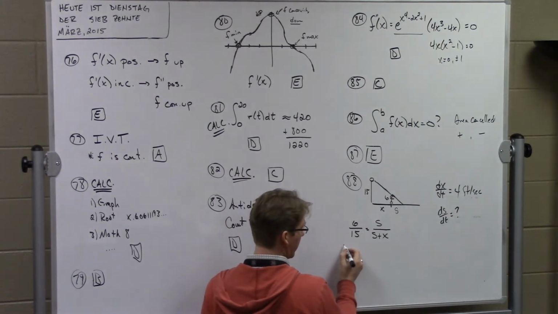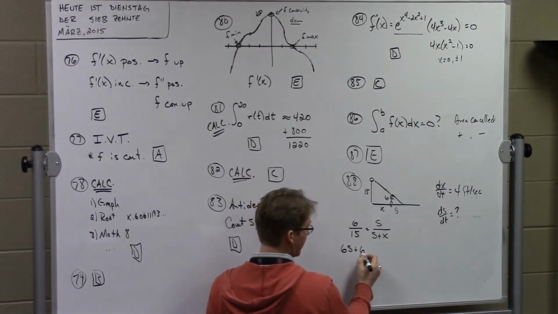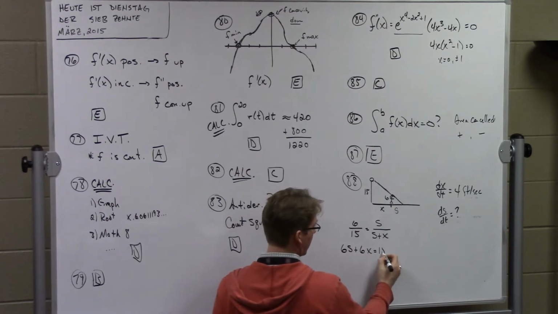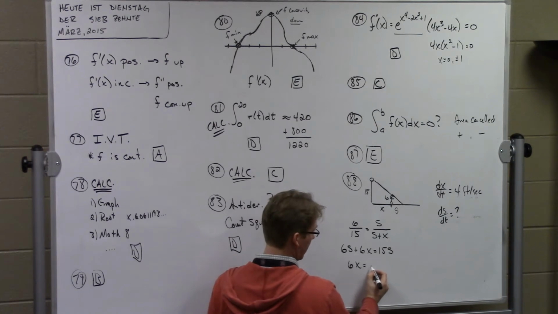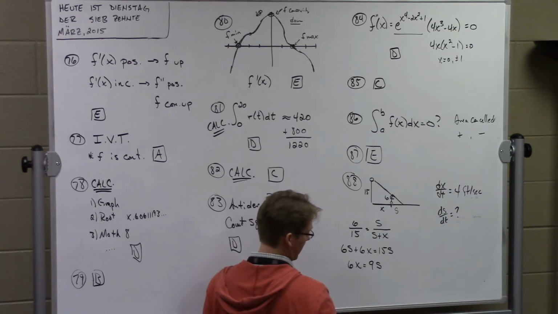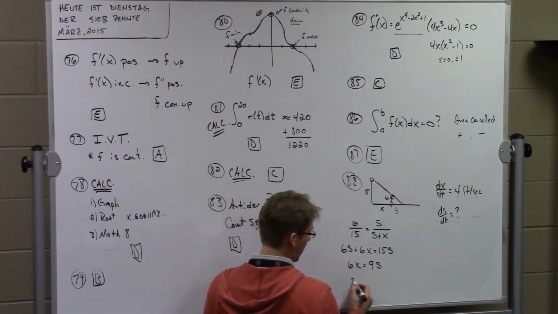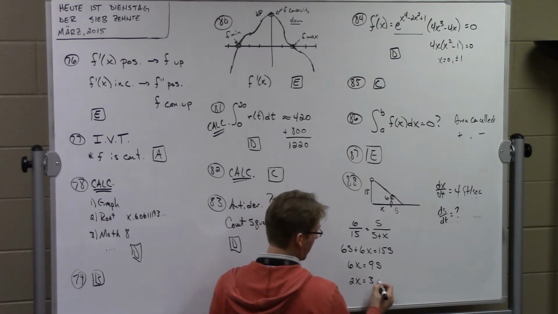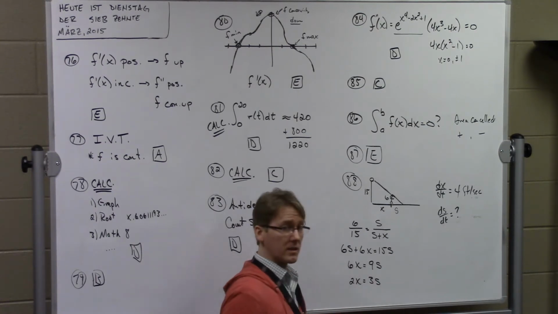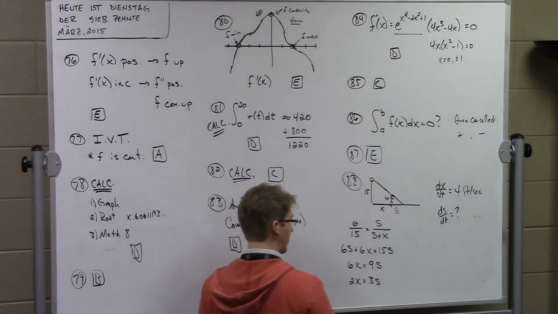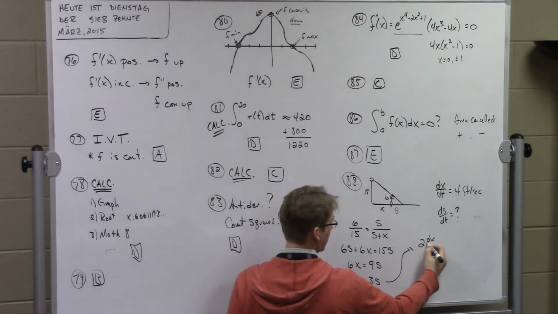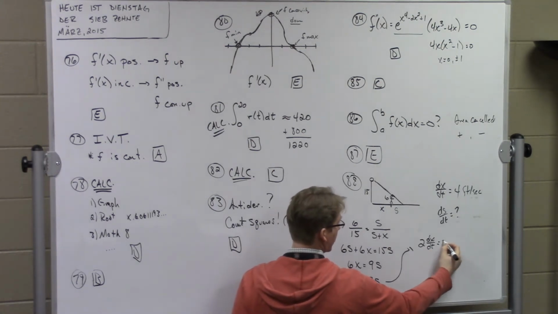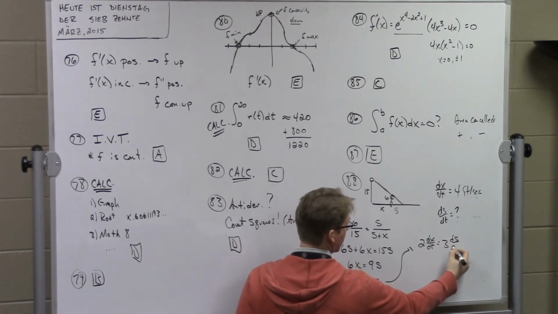If you cross multiply, you get 6s plus 6x equals 15s. If you subtract, you will get 6x equals 9s. You could even reduce that and get 2x is equal to 3s. And now, ladies and gentlemen, take a derivative. 2 dx/dt is equal to 3 ds/dt.